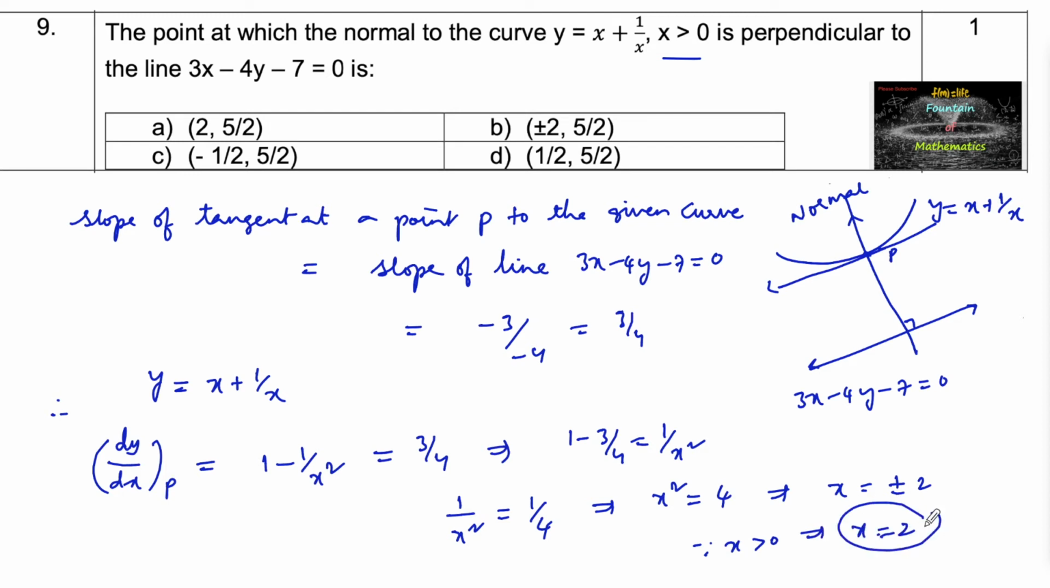So substitute x is equal to 2 in the given curve equation. So we'll have y is equal to 2 plus 1 upon 2, that is 2 twos are 4 plus 1, 5 by 2. So we can take the value of y as 5 by 2. So the point P can be taken as 2 comma 5 by 2. So the first option is the answer.